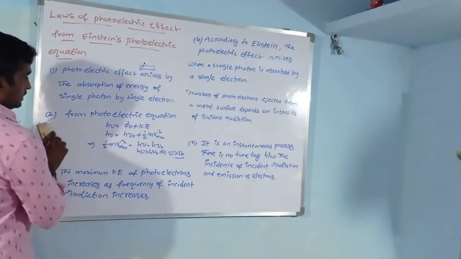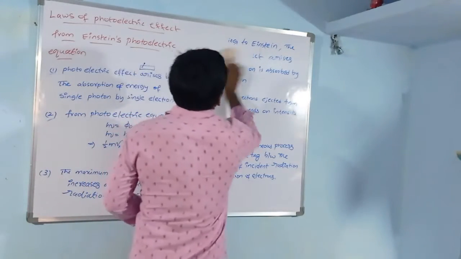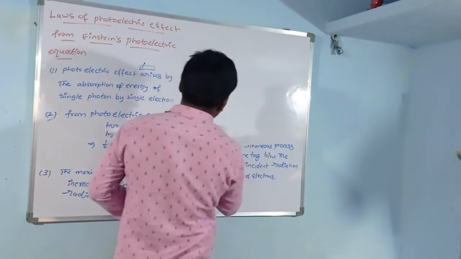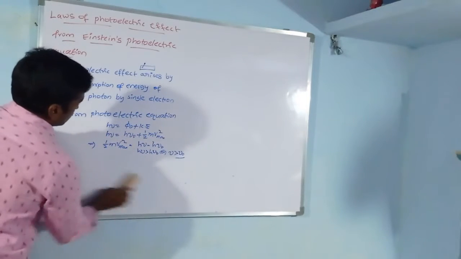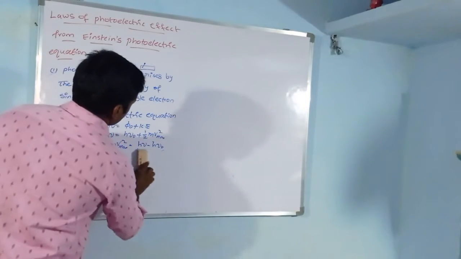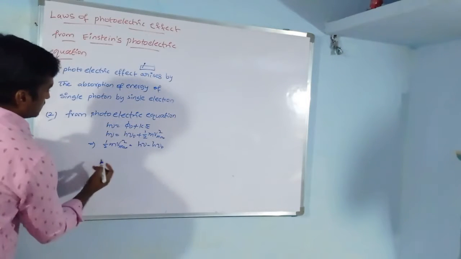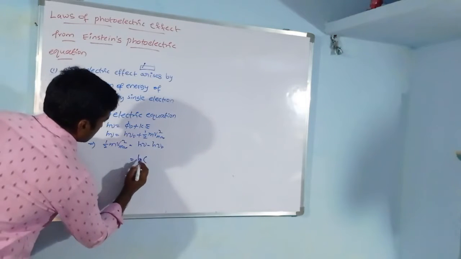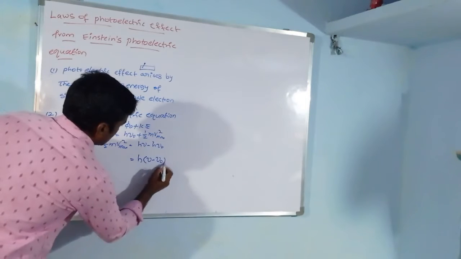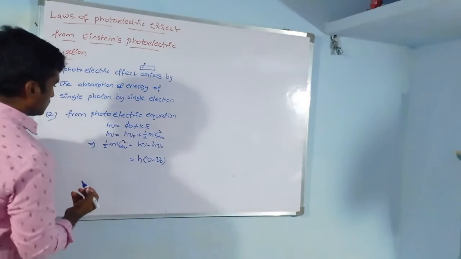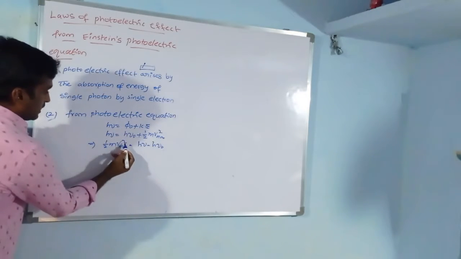From the photoelectric equation, see here, this is the kinetic energy. So we can write this as h into (nu minus nu naught). So this is the maximum kinetic energy.